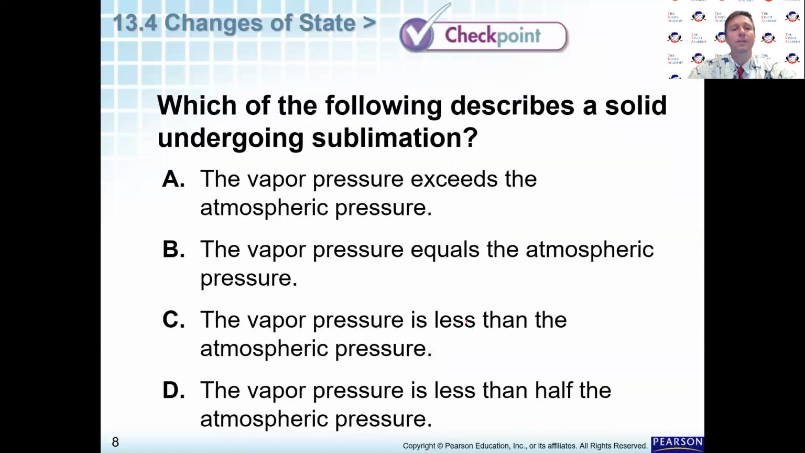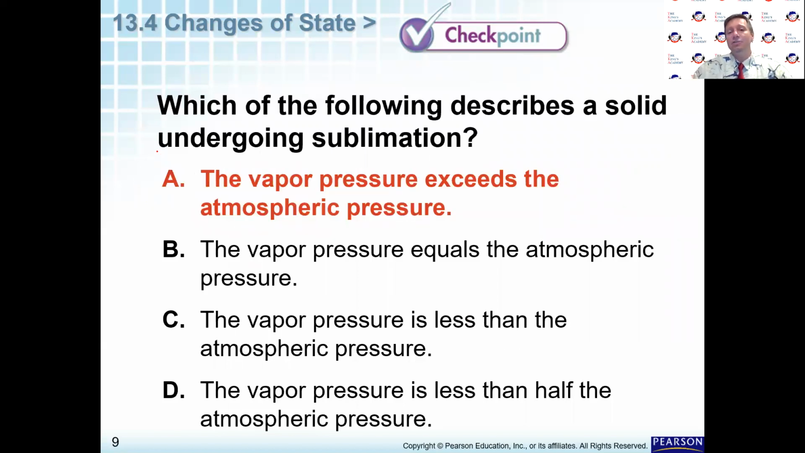Let's talk about this. Which of the following describes a solid undergoing sublimation? Which one do you think it is? A, the vapor pressure exceeds the atmospheric pressure. B, the vapor pressure equals the atmospheric pressure. C, the vapor pressure is less than the atmospheric pressure. Or D, the vapor pressure is less than half the atmospheric pressure. Hopefully you thought about this for a second. It should be A, the vapor pressure exceeds the atmospheric pressure, and that is the correct response.